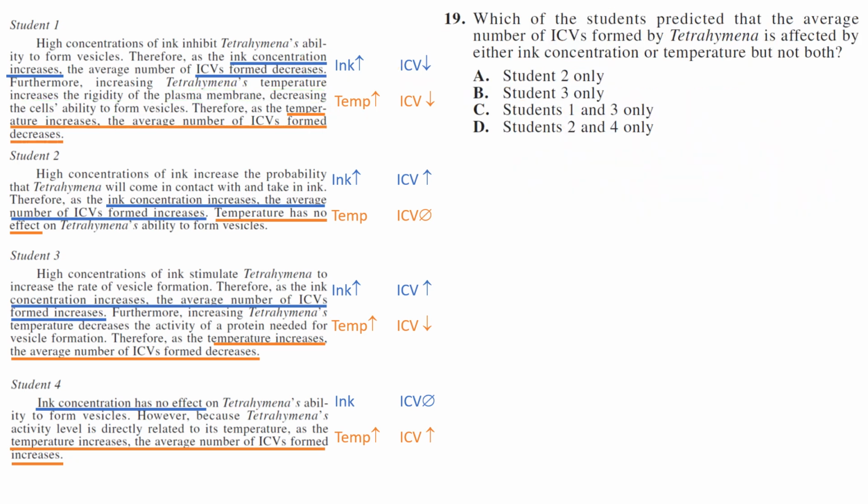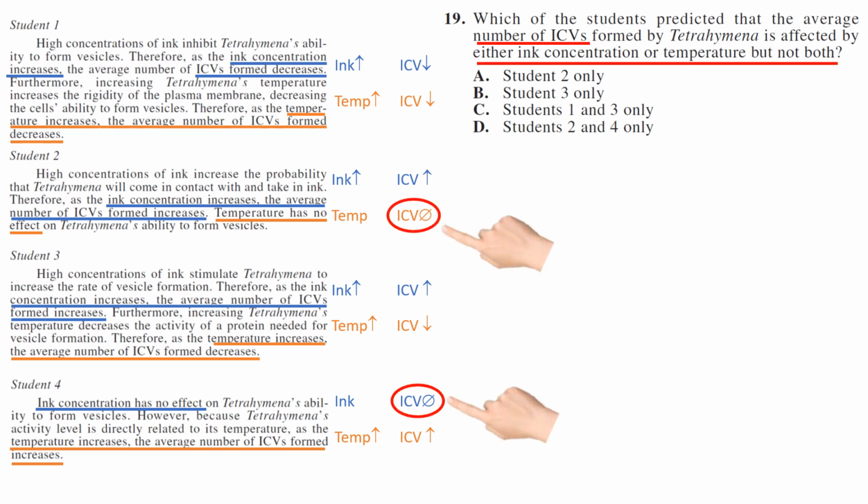Number 19, which of the students predicted the average number of ICVs is affected by either ink or temperature, but not both? So we have student 2 says it's not affected by temp, and student 4 said it's not affected by ink. So students 2 and 4, choice D.